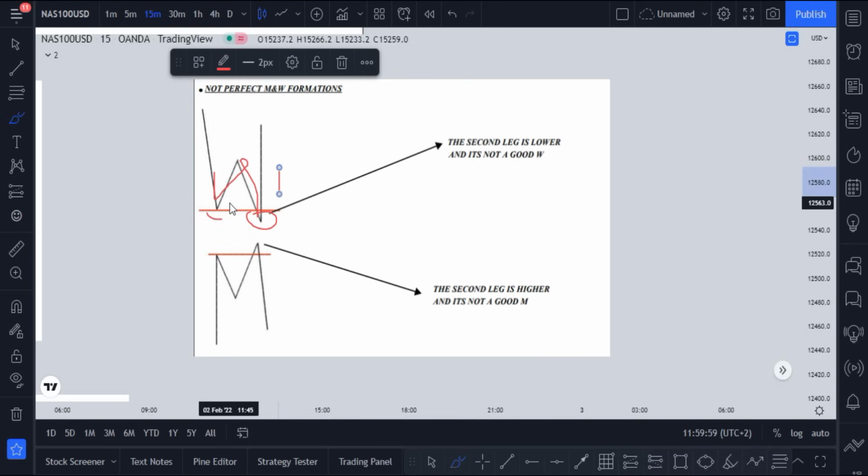So it's still a W formation. You can still make profits out of it, but it's not the best formation that we're looking at, right? It's not a perfect W formation. And the same goes for the M formation over here.